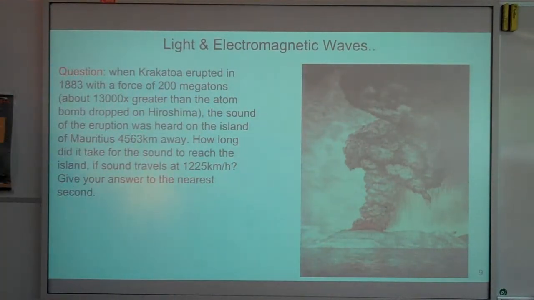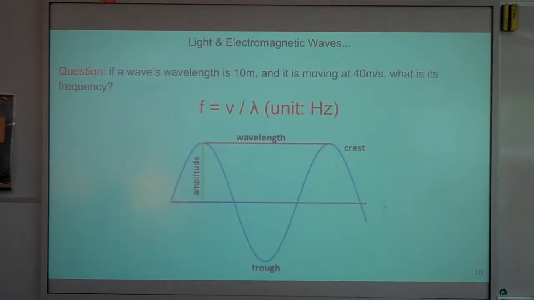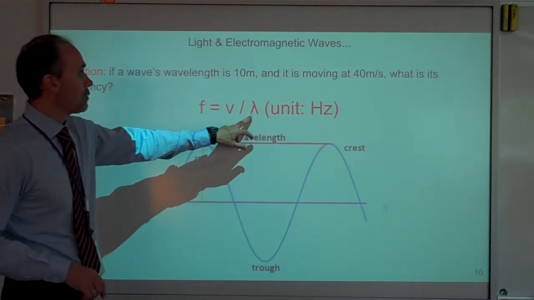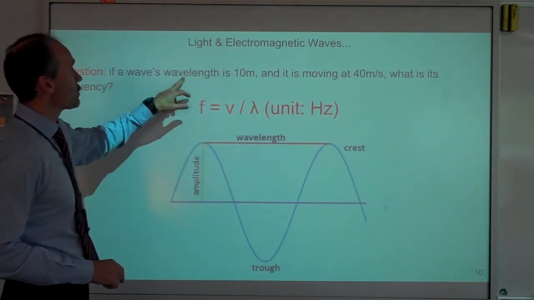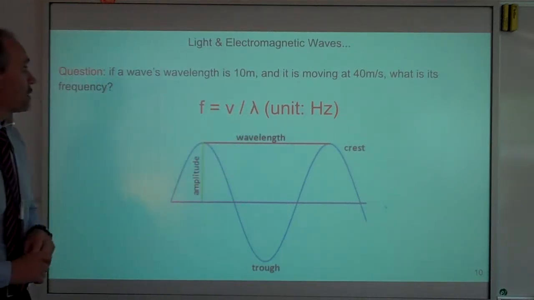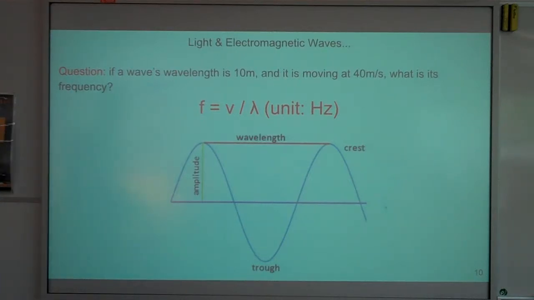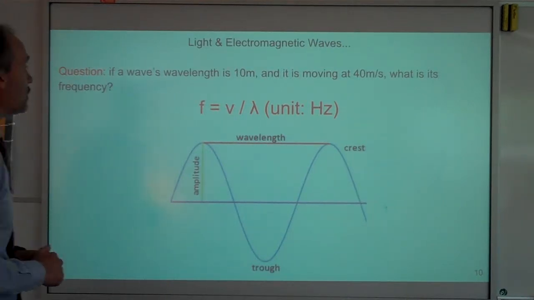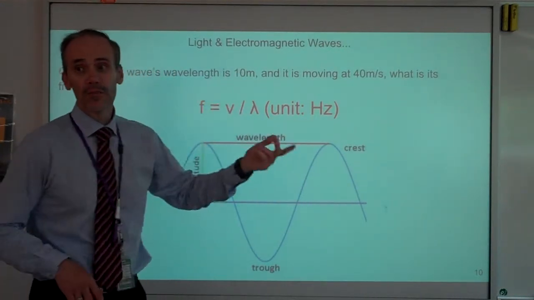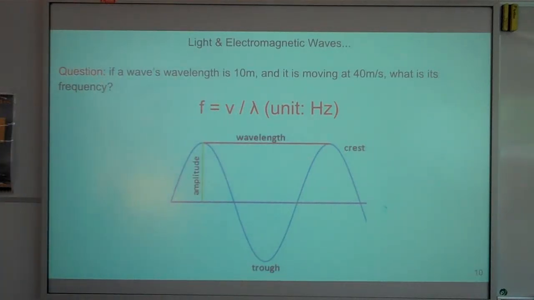Okay, so now this is an equation for wavelengths. Calculating frequency. Frequency is velocity divided by this symbol here, which means wavelength. So if a wave's wavelength is 10 meters and it's moving at 40 meters a second, what is its frequency? Work that one out. You should be able to do it in your head. The unit is hertz. 40 divided by 10 is 4 hertz. So you get 4 wavelengths effectively per meter. So it's probably a radio wave.